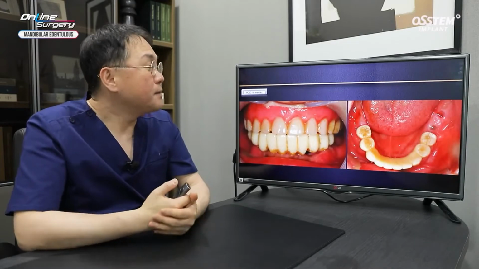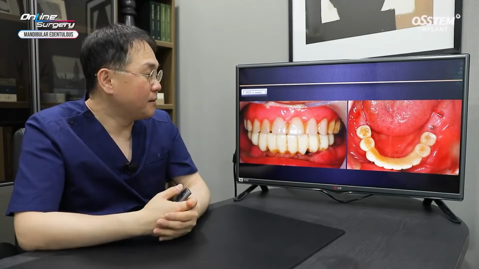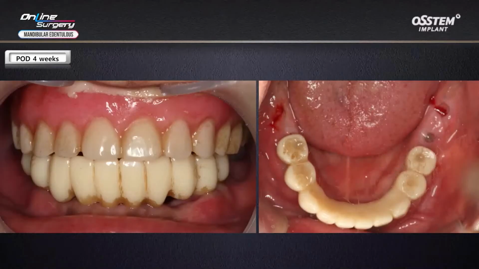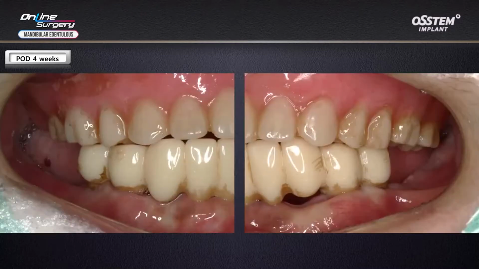This is the follow-up image at 4 weeks. In the lower, the patient is using a prefabricated PMMA bridge, and in the upper, the patient is using a complete denture as temporary restoration. Pre-op, if you look at lower right, the vertical dimension is very lacking. Grinding has been done sufficiently.